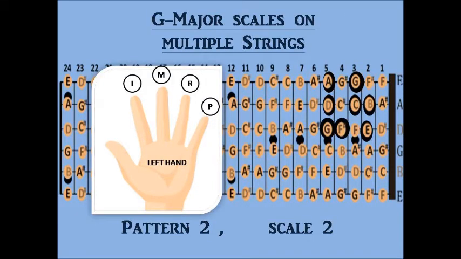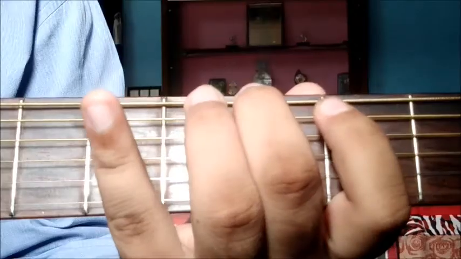For pattern 2, scale 2, we take our 6th string where the G note is on the 3rd fret. 6th string 3rd fret, middle finger, is G. 6th string 5th fret, pinky finger, is A. 5th string 2nd fret, index finger, is B. 5th string 3rd fret, middle finger, is C. 5th string 5th fret, pinky finger, is D. 4th string 2nd fret, index finger, is E. 4th string 4th fret, ring finger, is F sharp. 4th string 5th fret, pinky finger, is G. Let's hear it.